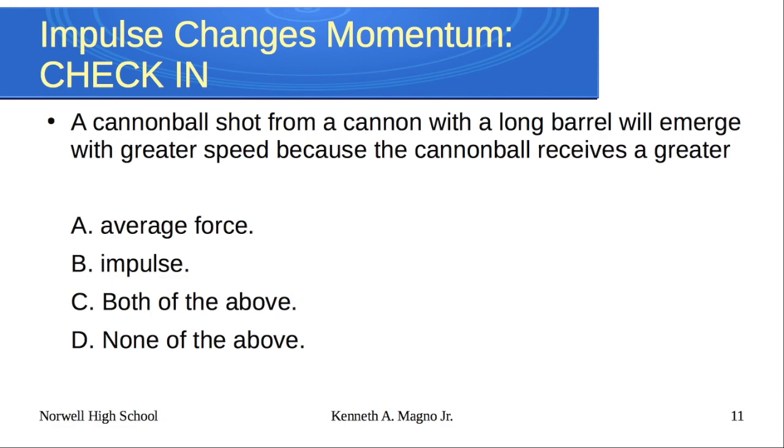So another quick check-in. A cannonball shot from a cannon with a long barrel will emerge with a greater speed because the cannonball receives a greater what? Average force, impulse, both of these, or none of the above?